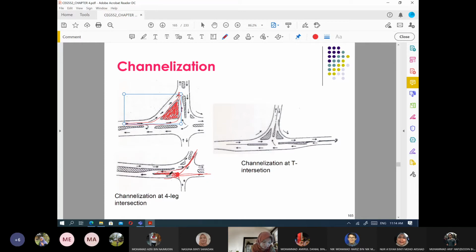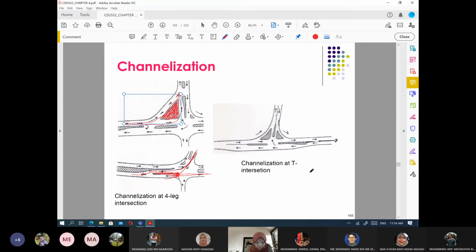So how they do? They provide just one strip of channel, then you can actually separate them rather than to be in conflict. Konflik cuma akan berlaku sikit lah kat sini. Okay, tapi dia boleh stop. Dia boleh stop. Beratur dulu, tengok tak ada kereta, baru dia masuk. Okay, so that is something good with channelization.